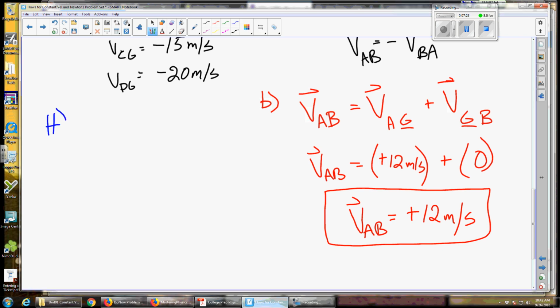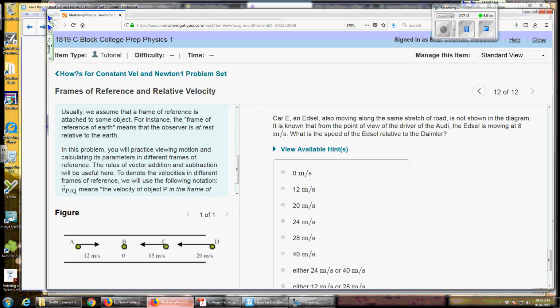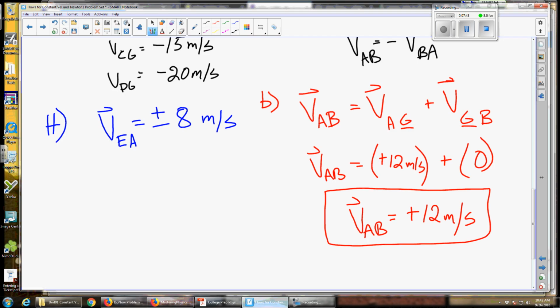And the new fact that they give us is the velocity of the Edsel with respect to A is either plus 8 or minus 8 meters per second. I think that's what they say, right? Yeah. So I think we'll have to end up doing it twice. Once where we put in positive 8, and once where we put in negative 8. Okay? I'm using the same equations.